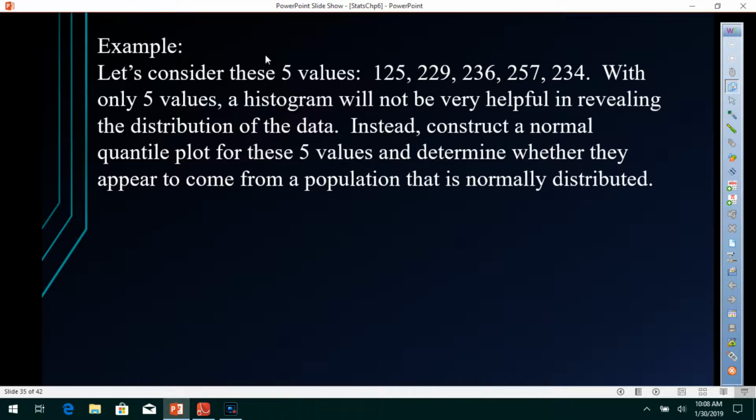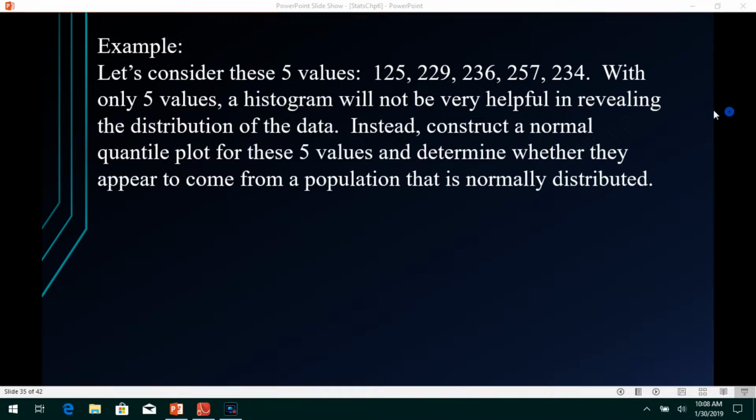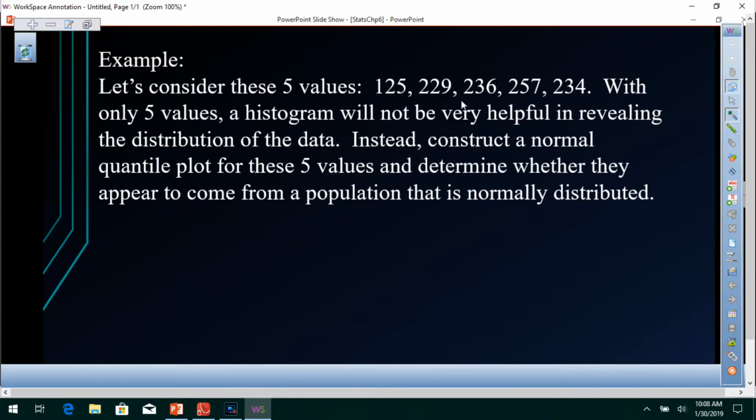Let's consider these 5 values: 125, 229, 236, 257, 234. With only 5 values, a histogram will not be very helpful in determining the distribution of the data. Instead, construct a normal quantile plot for these 5 values and determine whether they appear to come from a population that is normally distributed. So we only have 5 values.